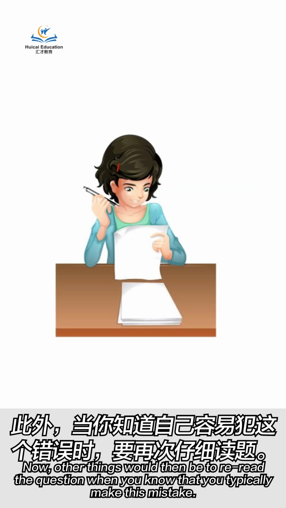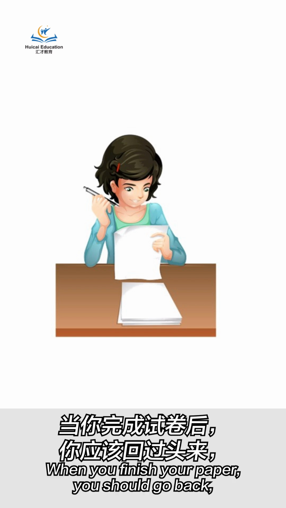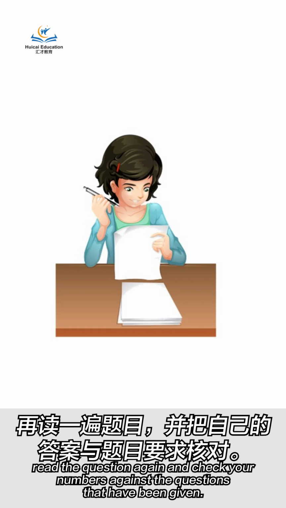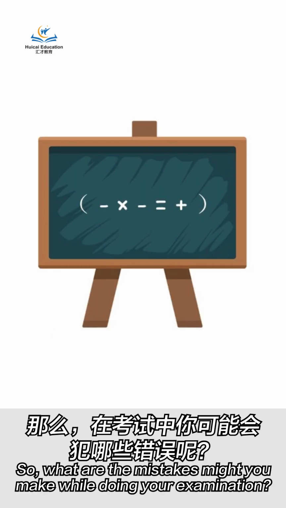Now, other things would then be to reread the question when you know that you typically make this mistake. When you finish your paper, you should go back, read the question again, and check your numbers against the questions that have been given. All right. So, what other mistakes might you make while doing your examination?